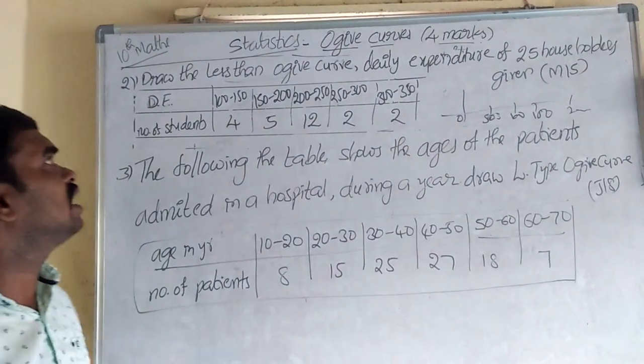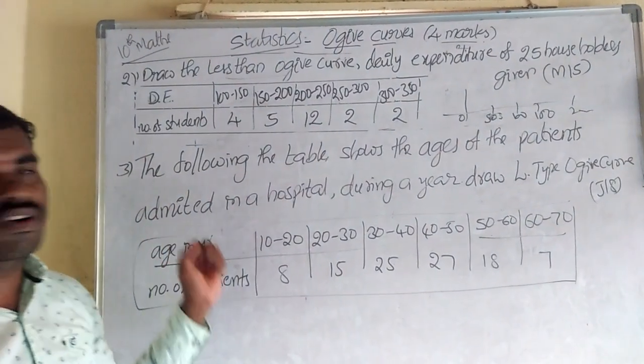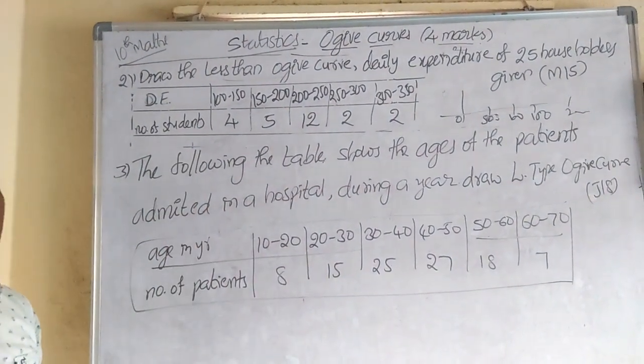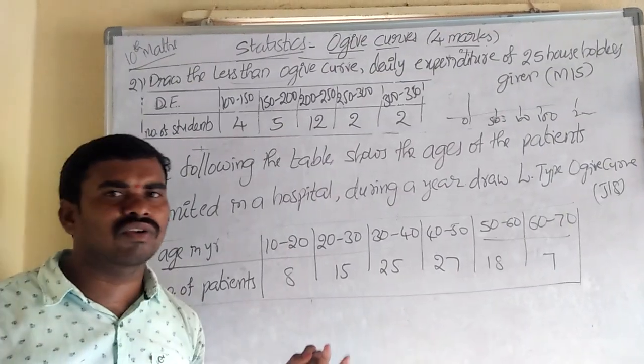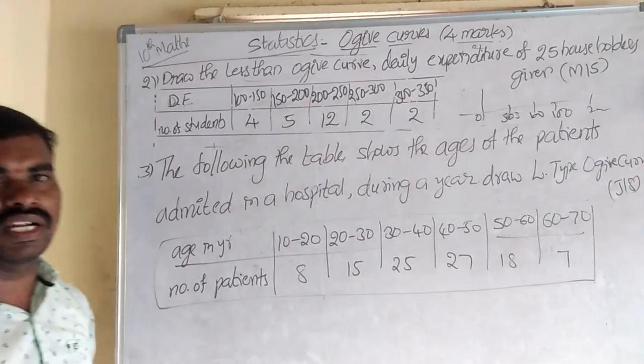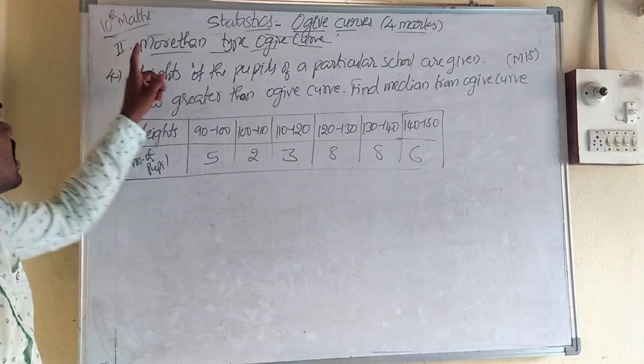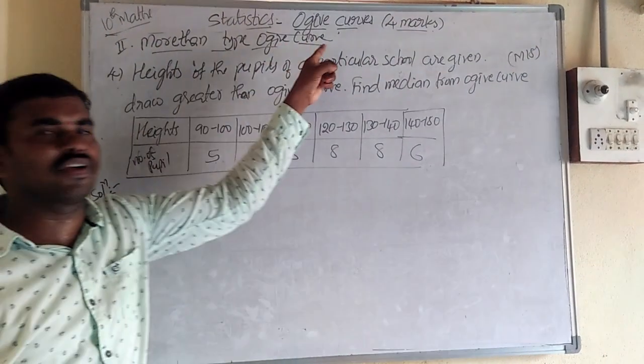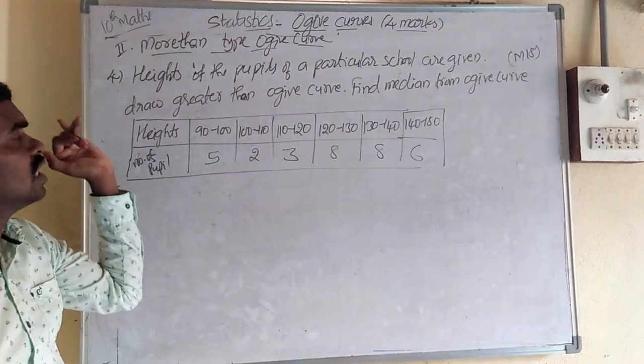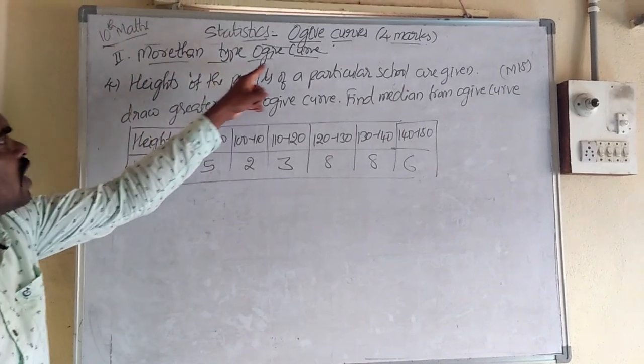This is one of the types of ogive curves. The first one is the less than ogive curve. Next we have the more than ogive curve also. Now I am going to explain that. Next, the second method, the more than type ogive curve. We have just discussed the less than type ogive curve. Now the more than type ogive curve.